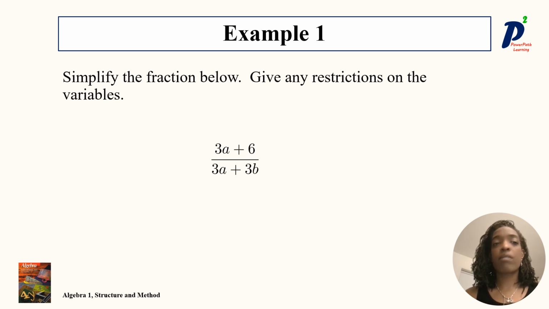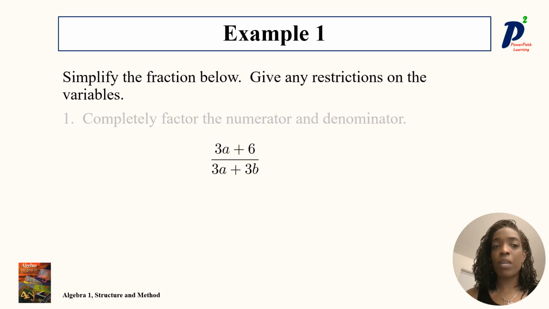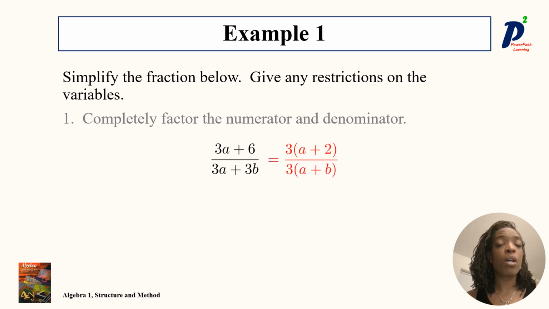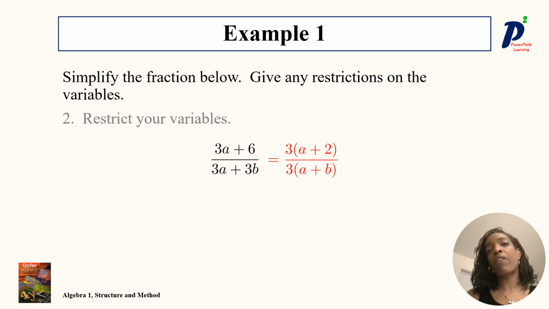Example 1: simplify the fraction below, and we need to provide restrictions on our variables. So 3a over 3a plus 3b. Our first step is to factor the numerator and the denominator to get 3 times a plus 2 over 3 times a plus b. The second thing we're going to do is restrict our variables. Very important that you do this second: factor, then restrict. I look at my denominator: 3 times a plus b must not equal 0, which means a cannot equal negative b.